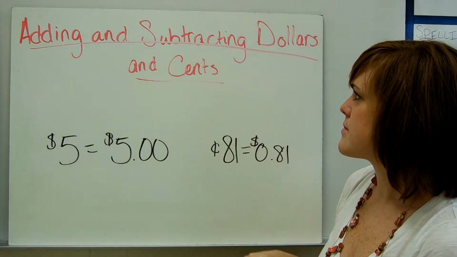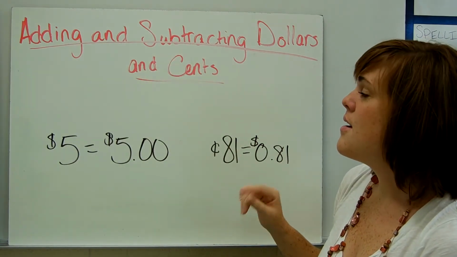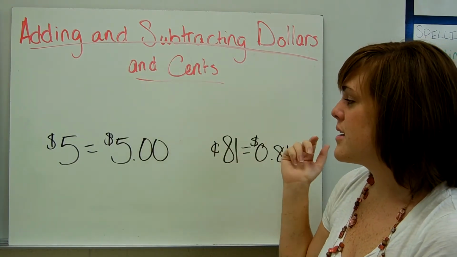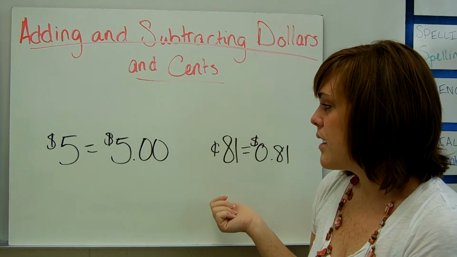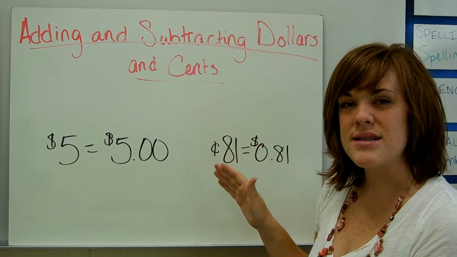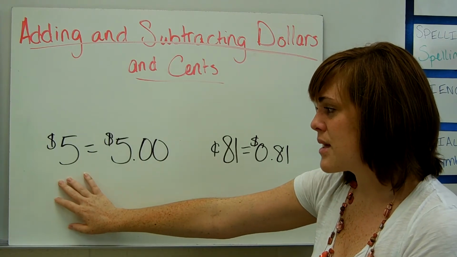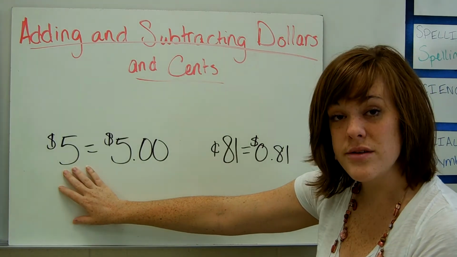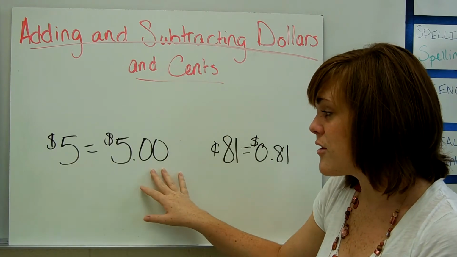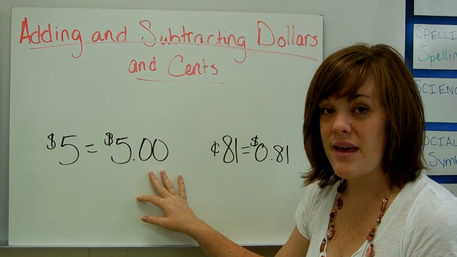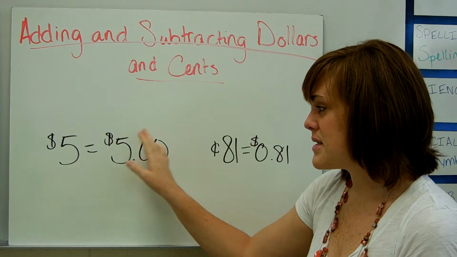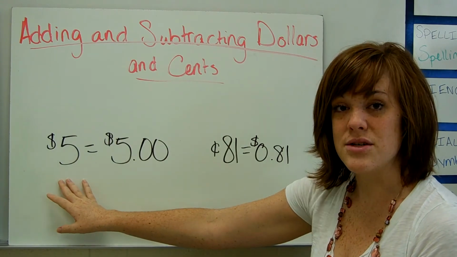Okay, so I got a little carried away with my line. But that says adding and subtracting dollars and cents. While we're adding and subtracting dollars and cents, it is really important that you remember that $5 can be written as $5, or it can be $5.00.